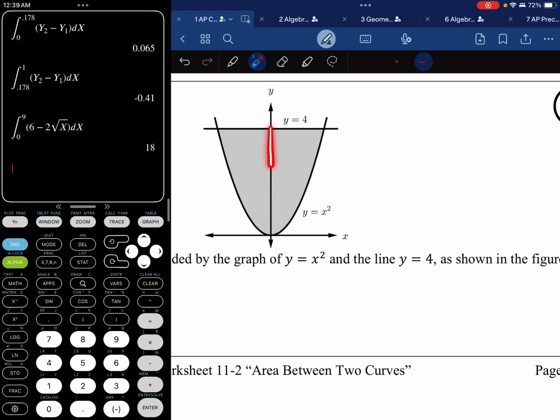Why am I going to do that? Because this bound of 0 is much, much easier than that other bound. It's easy to find. It's going to be 2. But how do I know that it's 2? That's a good place to start right now.